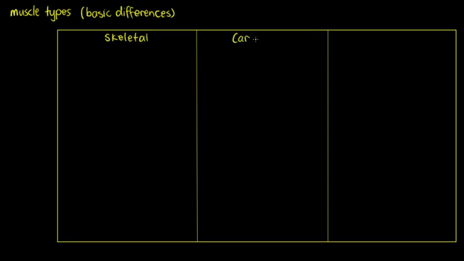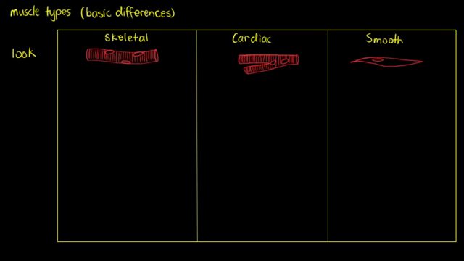So let's start with the obvious part. They each have different names. We have skeletal, cardiac, and smooth, and they're all structurally going to look quite different as well. So what they look like. Here we can see I've just quickly sketched up what each type is going to look like, and we can quickly differentiate each one based on a few things that we can see straight away.